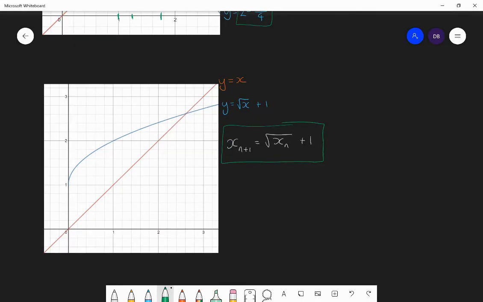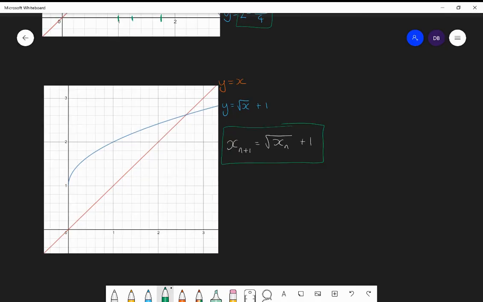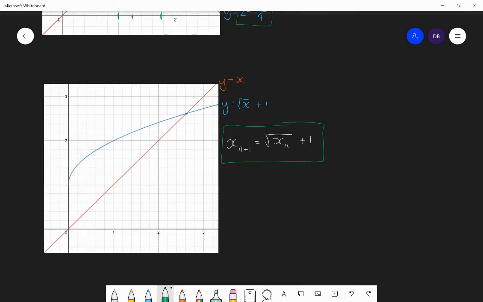So I've drawn the graph of y equals x, and I've drawn the graph of y equals root x plus 1. And the solution to both of them is where they meet. So if I chose x0 equaling 1, I would be substituting that into the recurrence relation, into this function to get a y value. So I would go up to this point. That y value becomes my new x value.